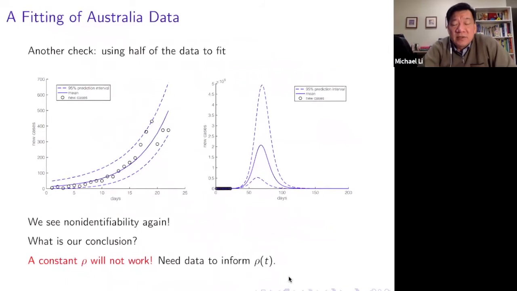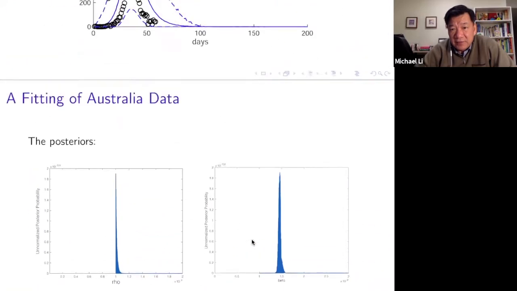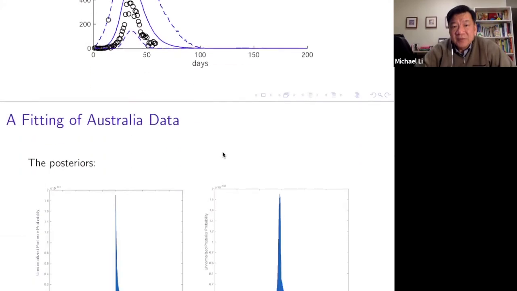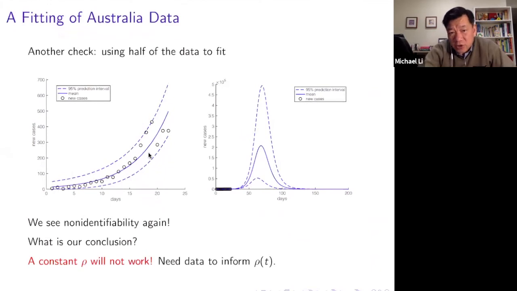So we try to test it a bit more. We say, what if we use only half of the data from Australia, just the half before the peak time? We use this part and fitted it here. The fitting is very good, but the projection is horrible. The case projection is a huge number. This is again a repeat of what we had with the Alberta case. So we see that non-identifiability happened again here.